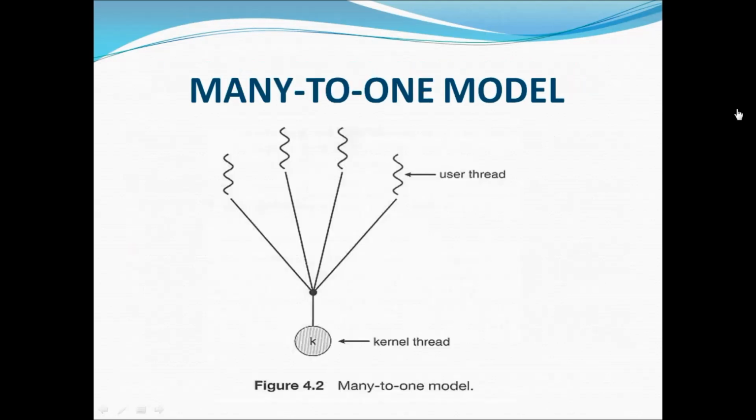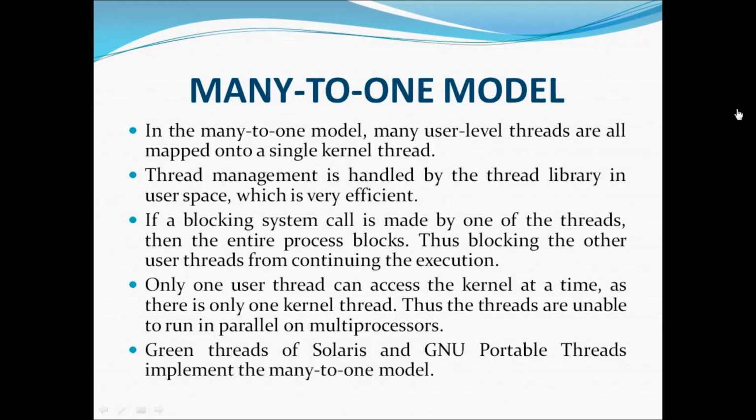Understood, guys? So the first model is the many-to-one model. That means many user threads will be there, but only one kernel thread will be there. Why may we use the many-to-one model? See, in the many-to-one model, many user level threads are all mapped onto a single kernel thread. Many user threads are going to map into the single kernel thread.